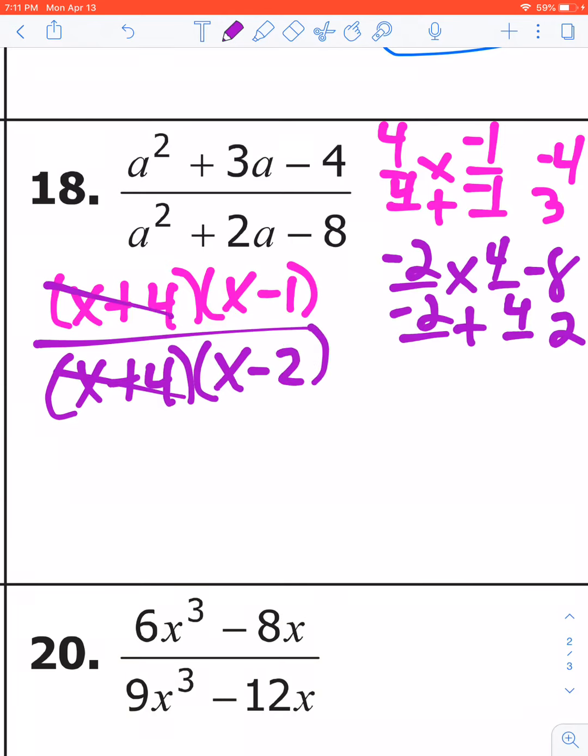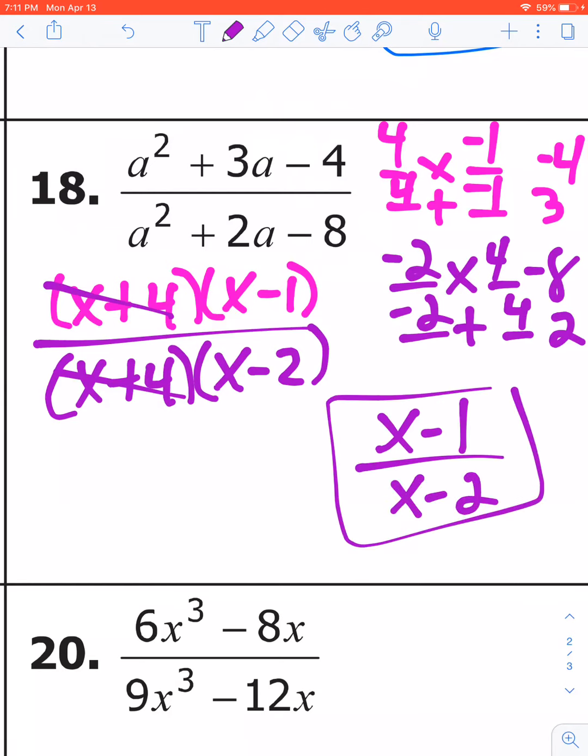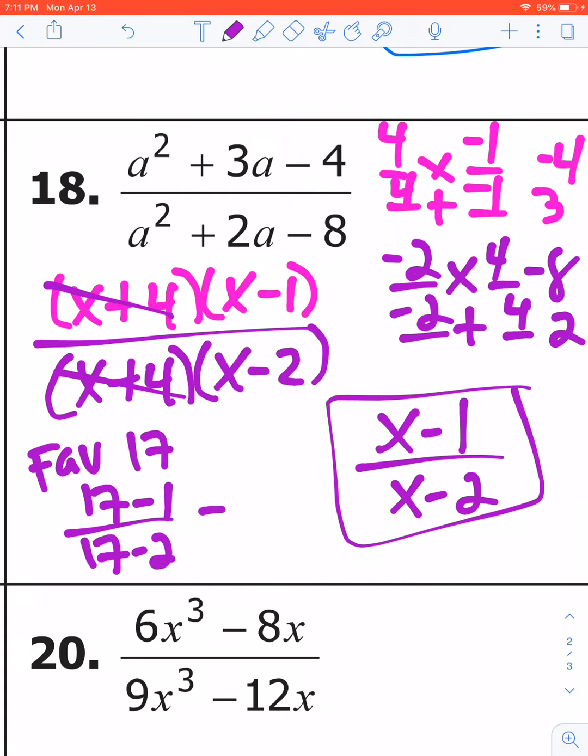The x plus 4's are the same binomial in the numerator and the denominator, and I get x minus 1 over x minus 2. Again, if you were feeling like you want to cancel out the x's, don't. Because if you replace it with your favorite x, they would not be equivalent. So again, if your favorite number was 17, 17 minus 1 over 17 minus 2 is equal to 16 over 15. If you cancel out the 17s, you get 1/2. They are not equivalent. So you cannot cancel an x that's in a binomial that way.